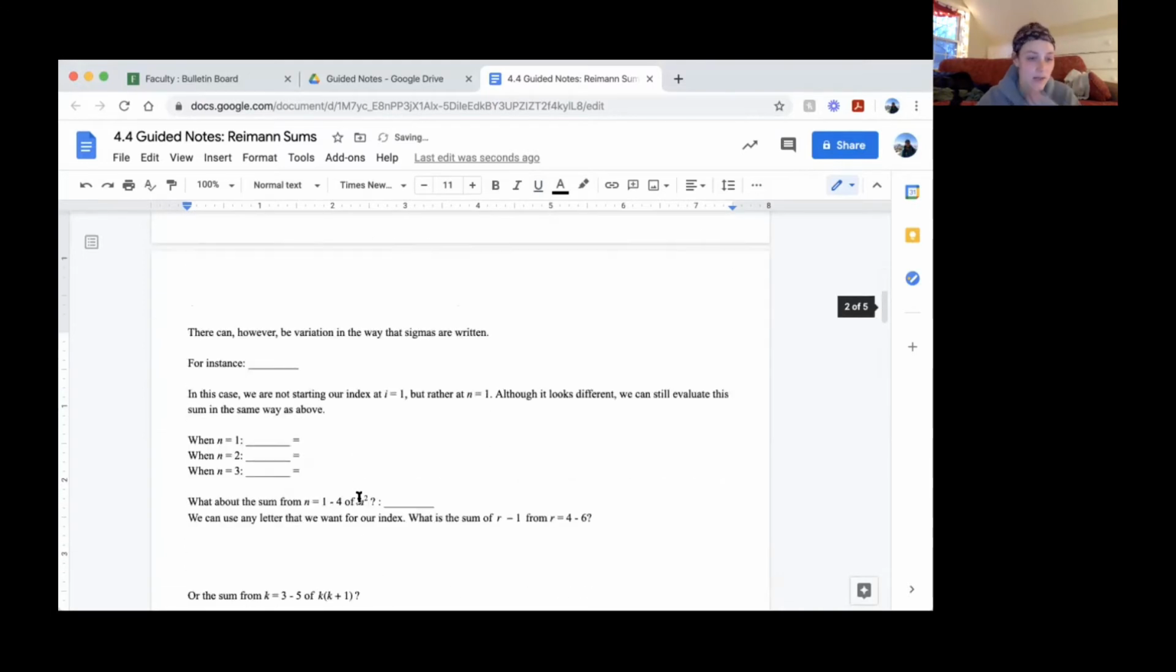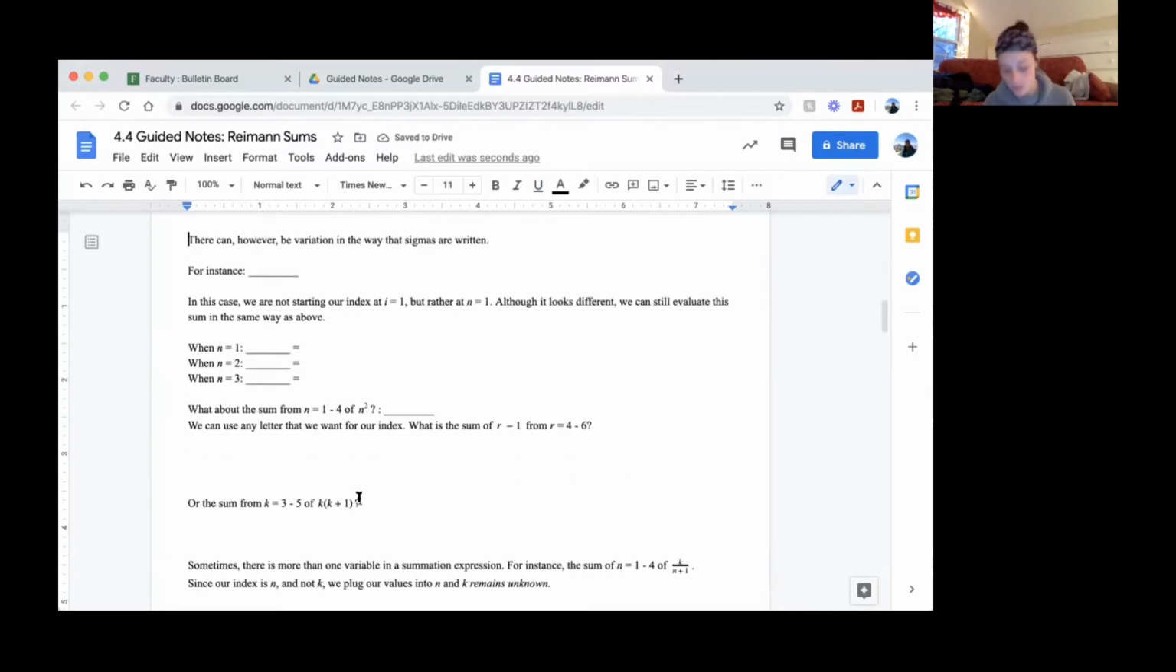That said, there's a little bit of variation in the way that sigmas are written. We see some other letters floating around. So for instance, we might see something like the sum of n equals 1 to 3 of 2n minus 1. Oh, that was a really bad one. I'm just going to retry there.